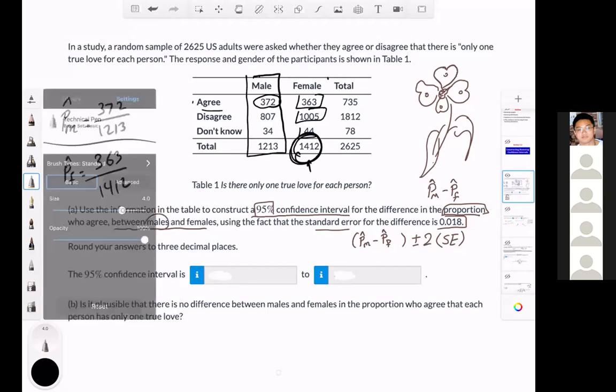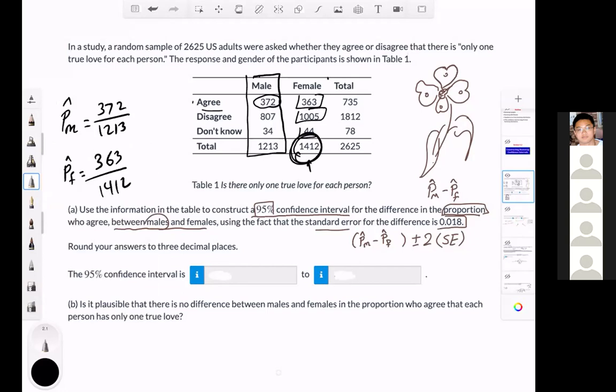So for male, I got 0.270. When you divide 372 divided by 1213, yes, it's 0.270. Oh, my mistake. I put 327 instead of 372. I am like you, dyslexia. My bad. That's fine, but we don't want to make that mistake.